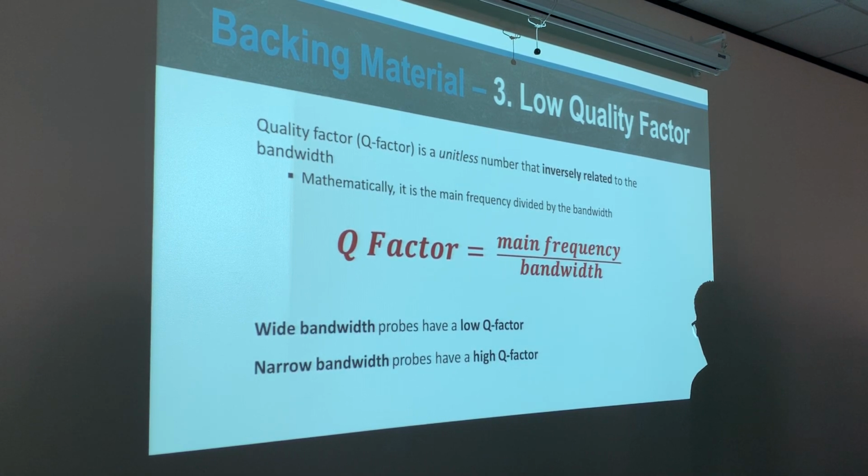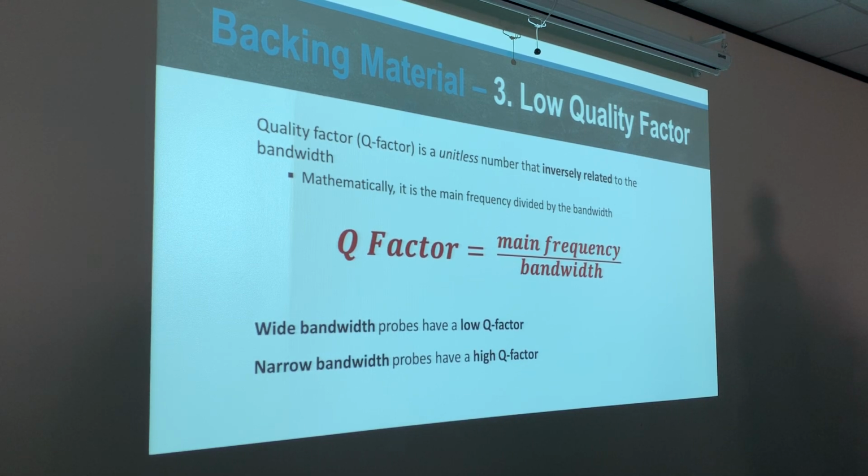So if the quality of Q factor is high, that means it has narrow bandwidth. Q factor relates to the sound operating at its resonant frequency. We're not talking about image quality per se when we're talking about Q factor.